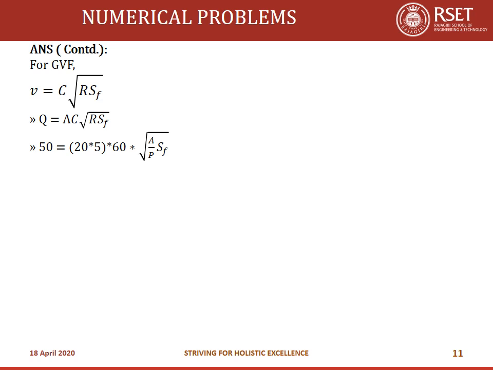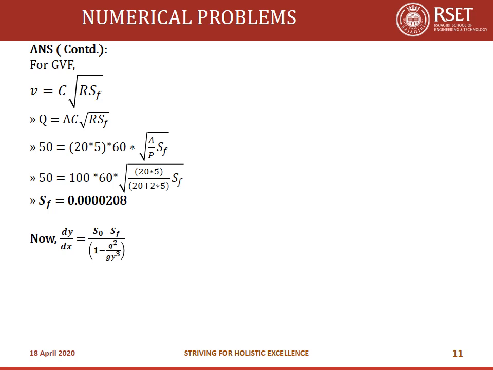Chezy's constant is 60. And square root of R SF. R is hydraulic mean depth, which from module 3 you would remember is area divided by wetted perimeter into SF. So 50 is equal to 100 into 60 into square root of area is 20 into 5, wetted perimeter is width plus twice the depth, so 20 plus 2 into 5 into SF, which from this equation you can see that SF is the only unknown, it can be solved for, and I will get SF is equal to 0.0000208.